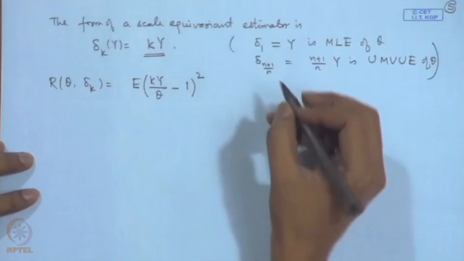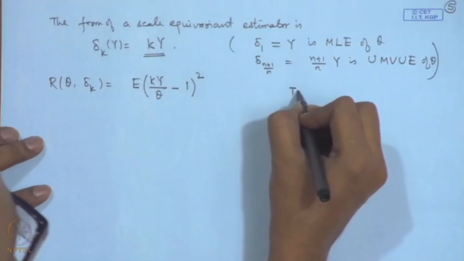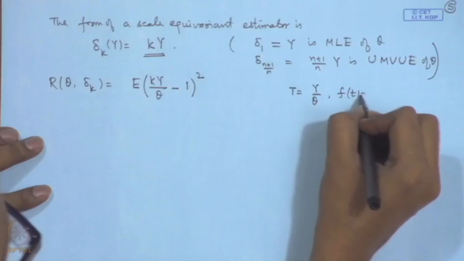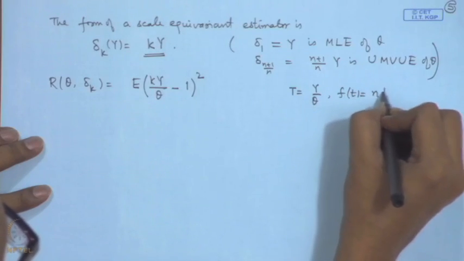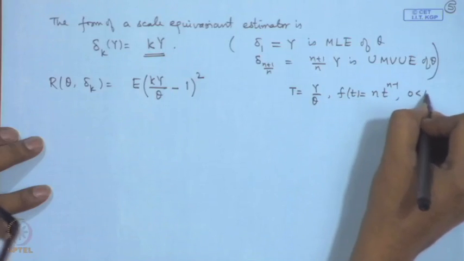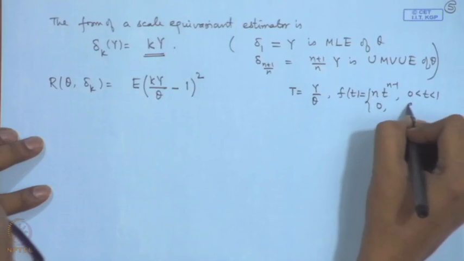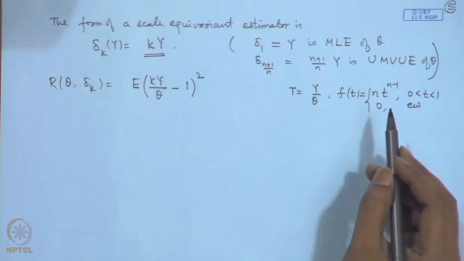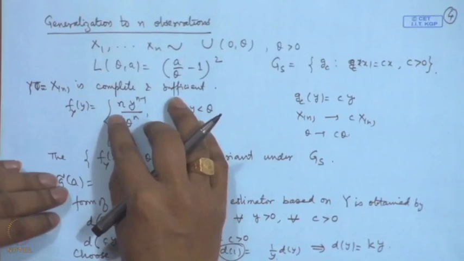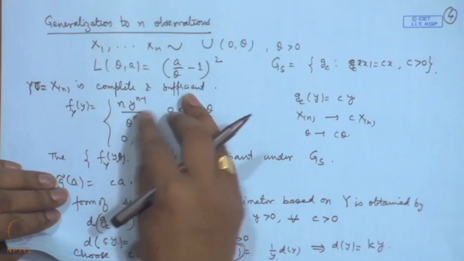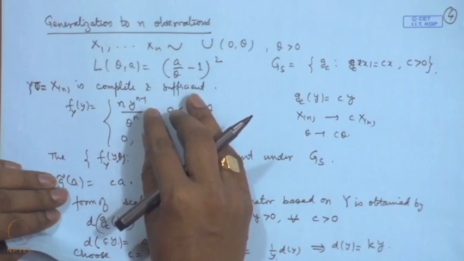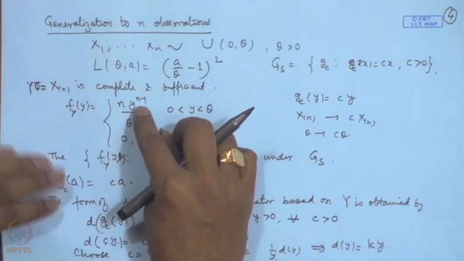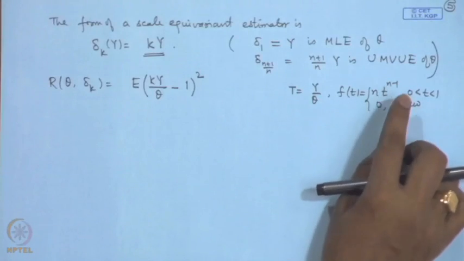See, once again we can look at this density. If I define t equal to y by theta, then the density of t is nothing but n t to the power n minus 1, for 0 less than t less than 1, and 0 otherwise, because this is the density of y. If I consider the density of y by theta, then 1 by theta dy will be equal to dt. So, this density reduces to n t to the power n minus 1.